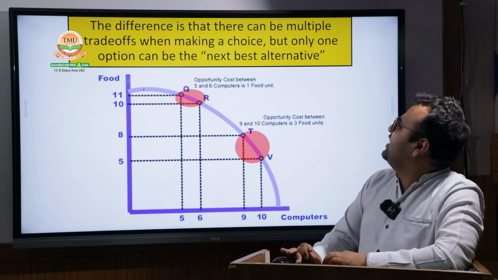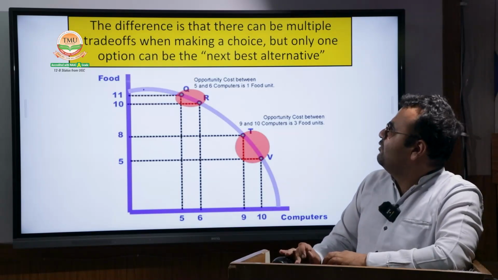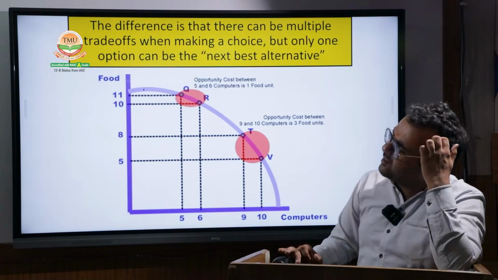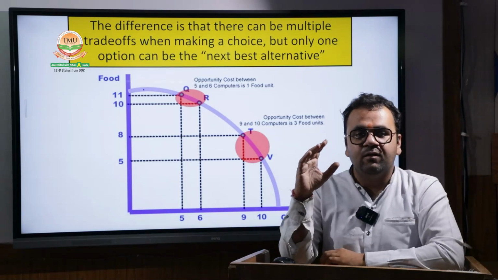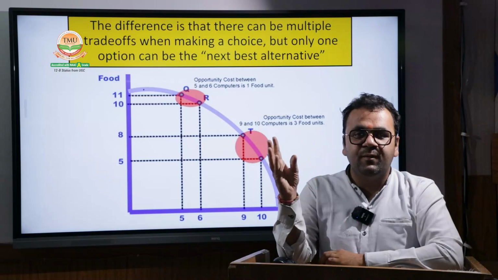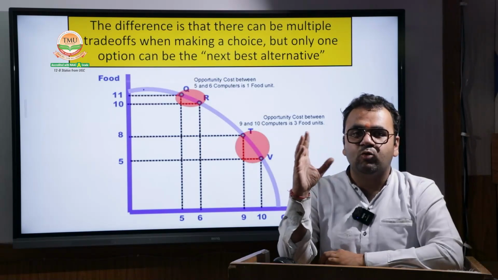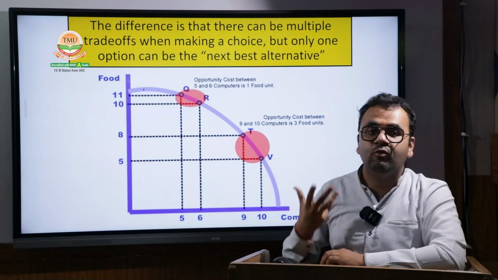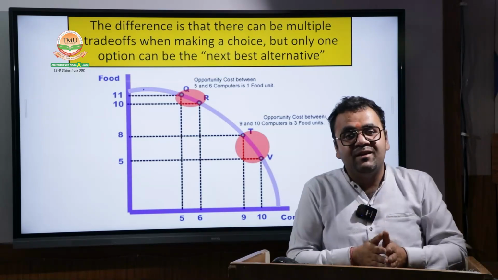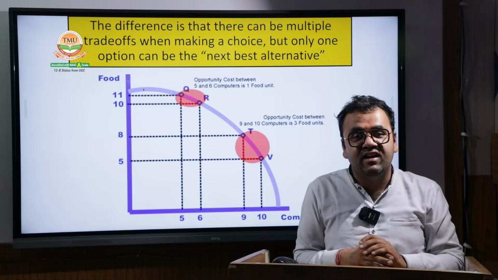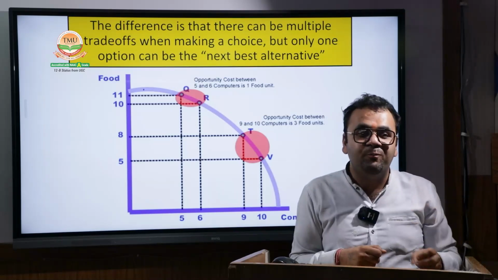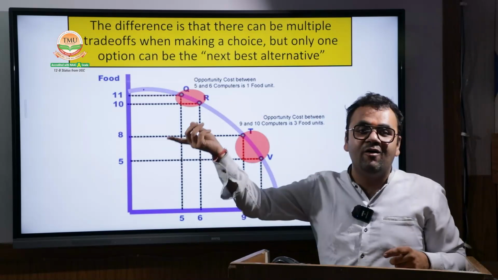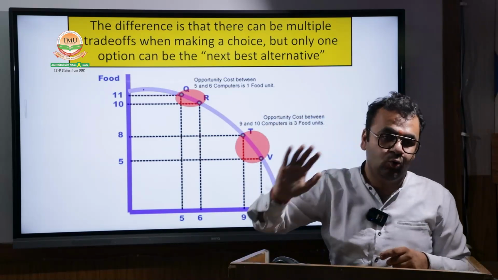The difference is that there can be multiple trade-offs when making a choice, but only one option can be taken, the next best alternative. If in the market Coca-Cola is present and Pepsi is not present, and Coca-Cola gives satisfaction to that level, then we will use Coca-Cola. Why? Because Pepsi is not present in the market, or we can say that the scarcity of Pepsi has taken place because the production of Pepsi is so low.